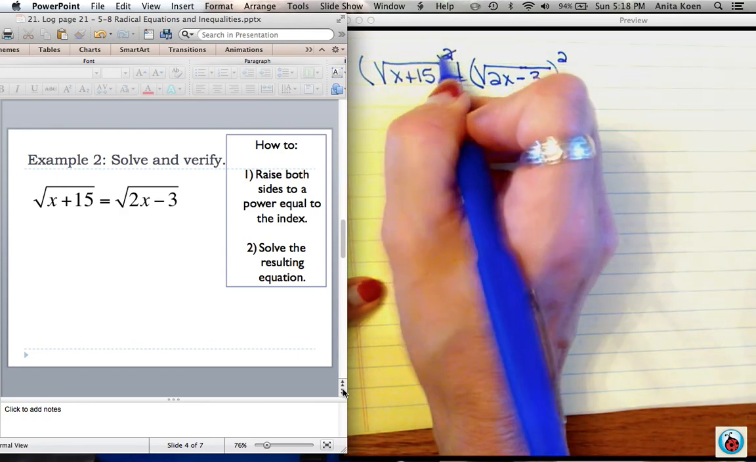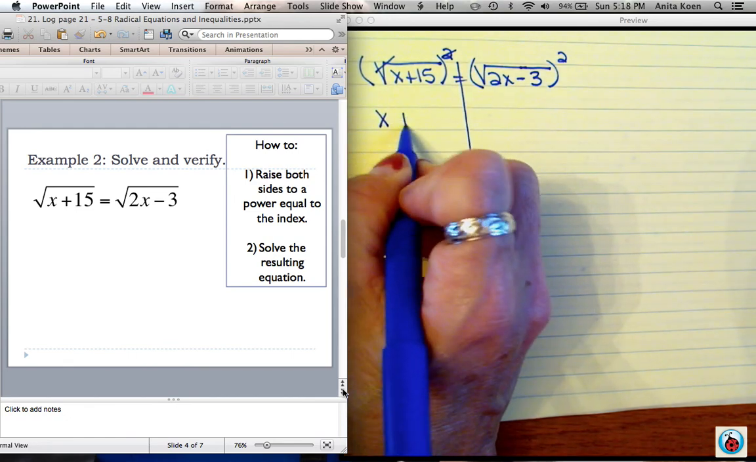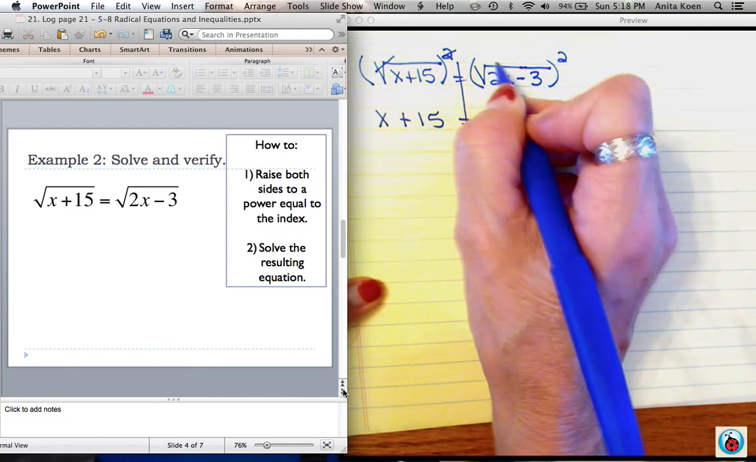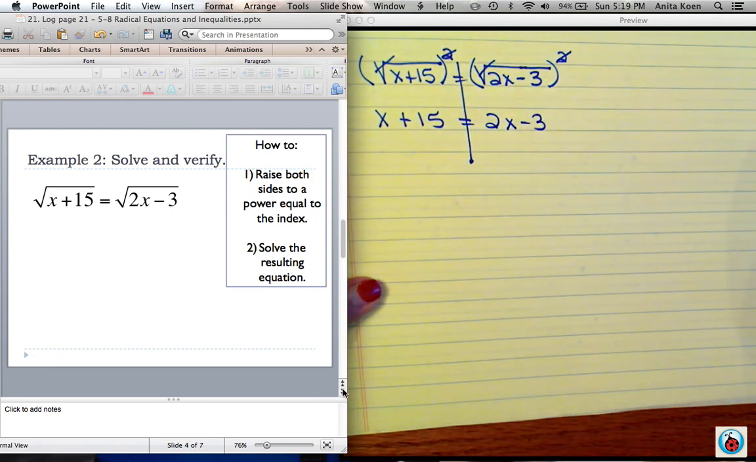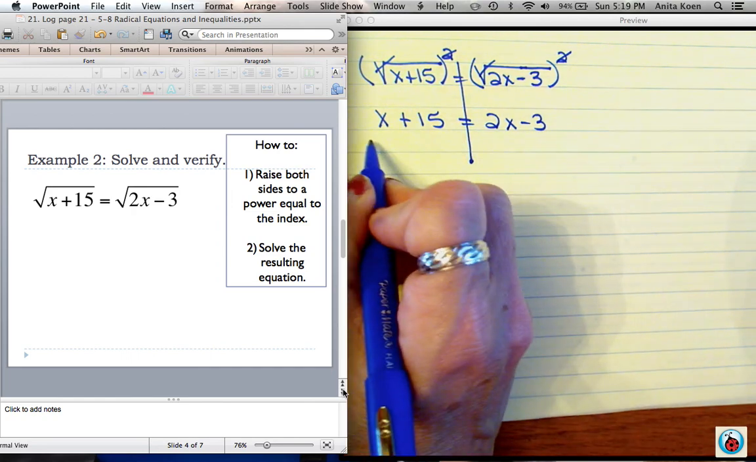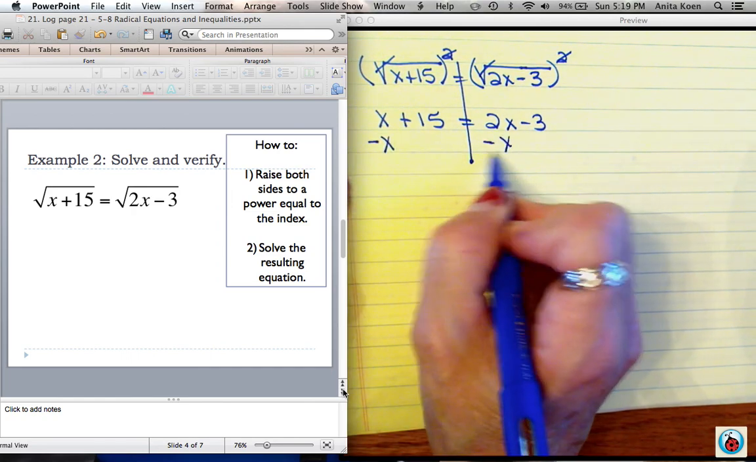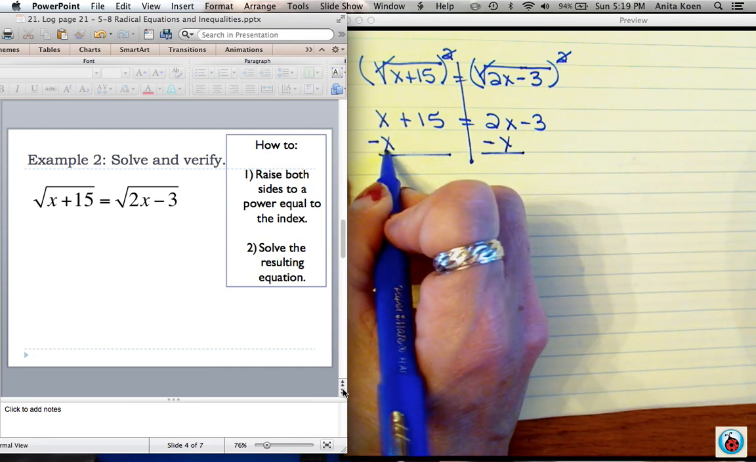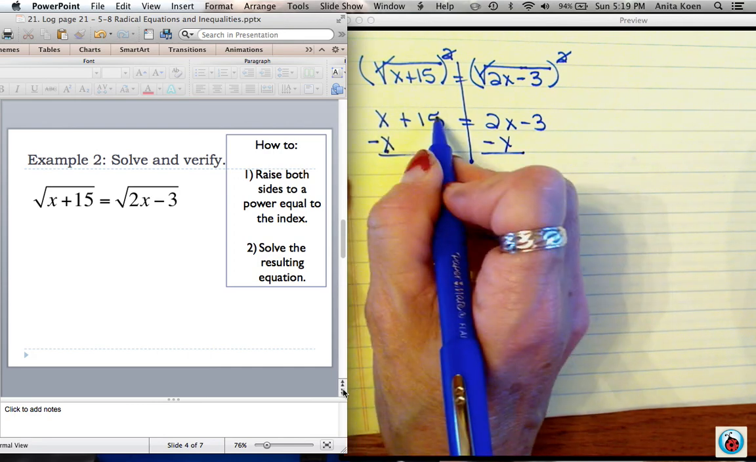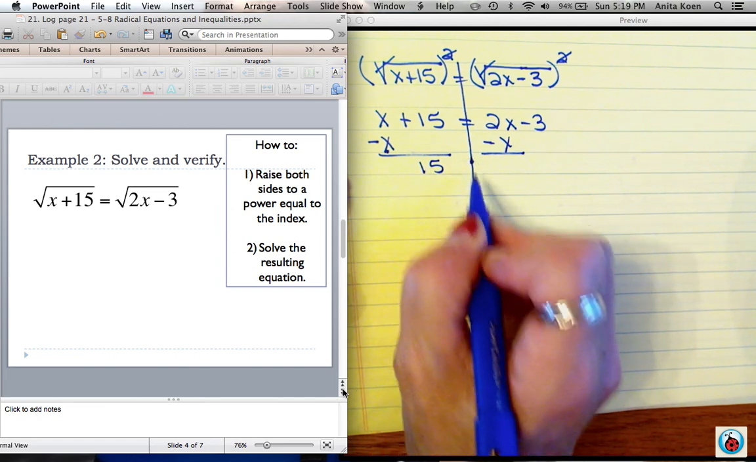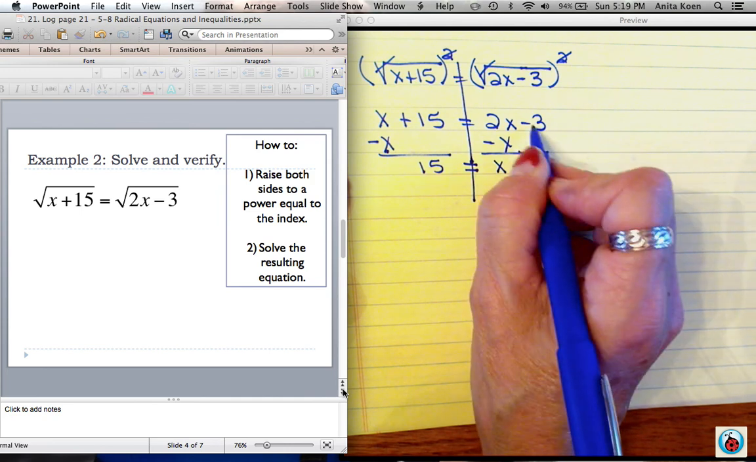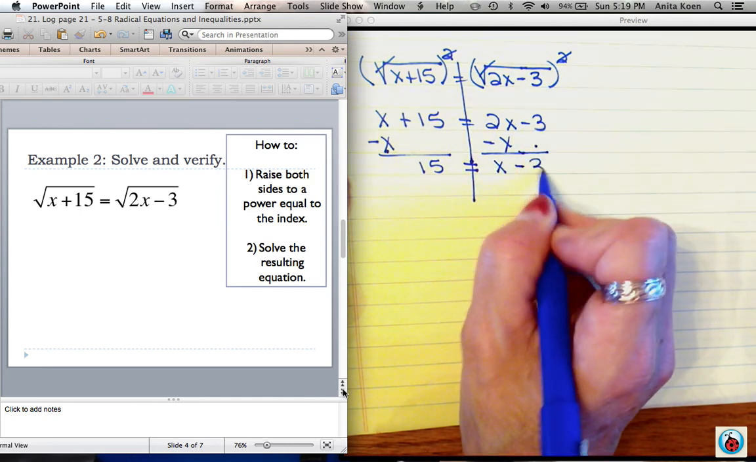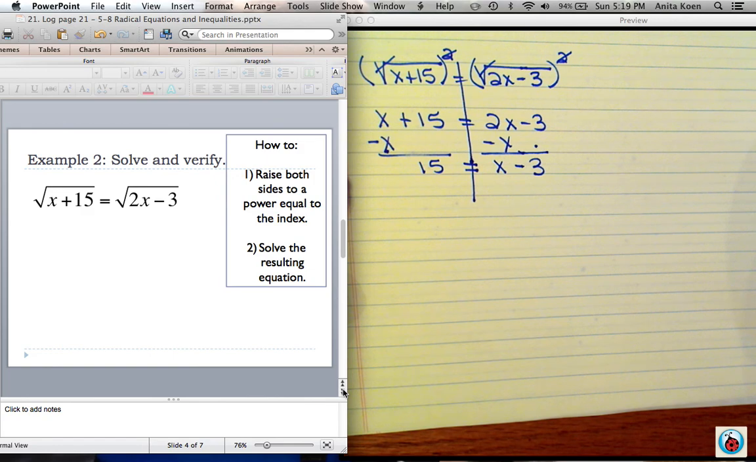Squaring undoes the square root, so I end up with x plus 15 equals, squaring undoes the square root, so I end up with 2x minus 3. Now I have a linear equation that I know how to solve, so I'm going to subtract x from both sides. X minus x is 0. 15 plus 0 is 15. Equals 2x minus x is x, and then this negative 3 plus 0 is negative 3. So 15 equals x minus 3.